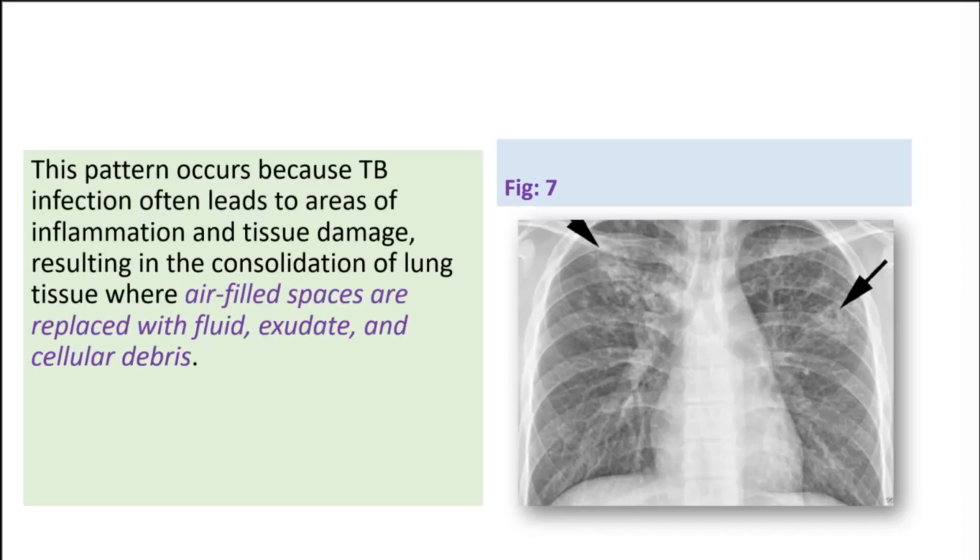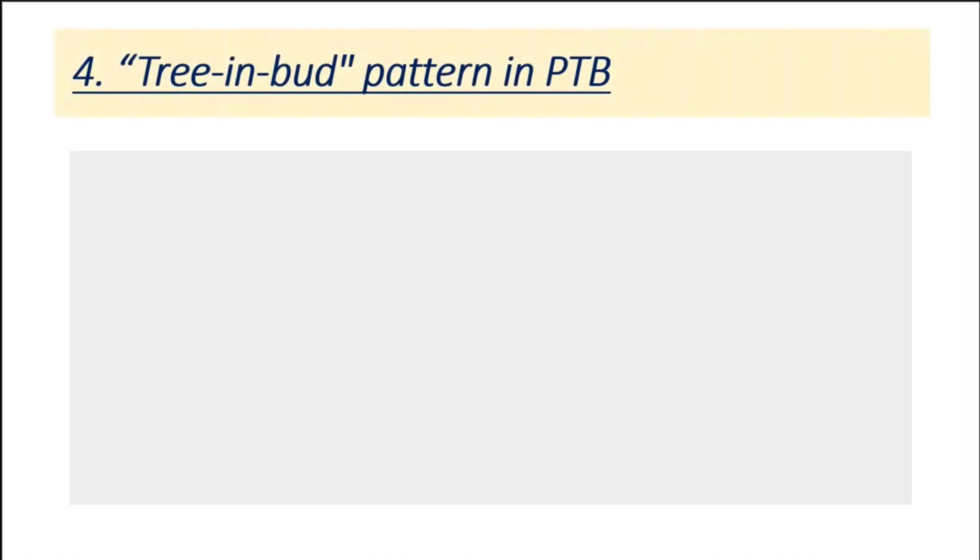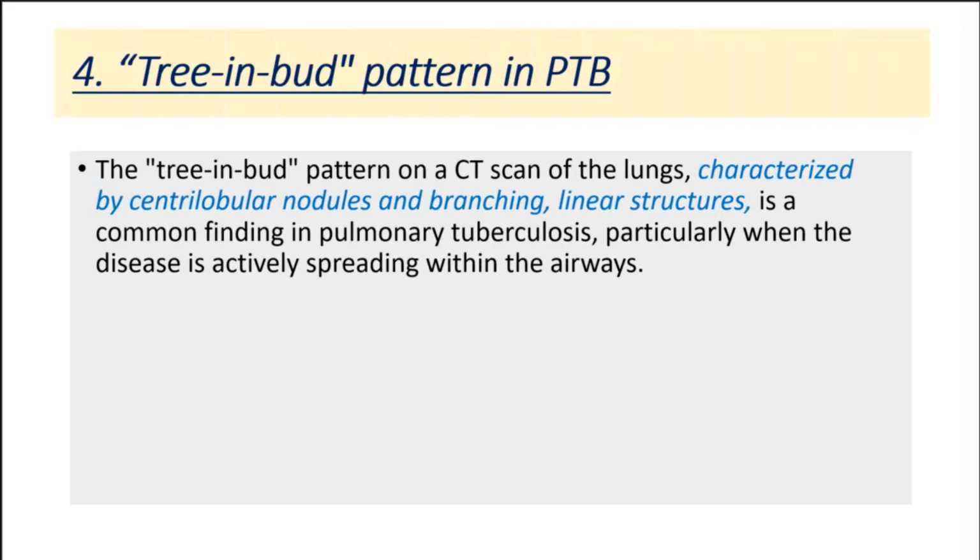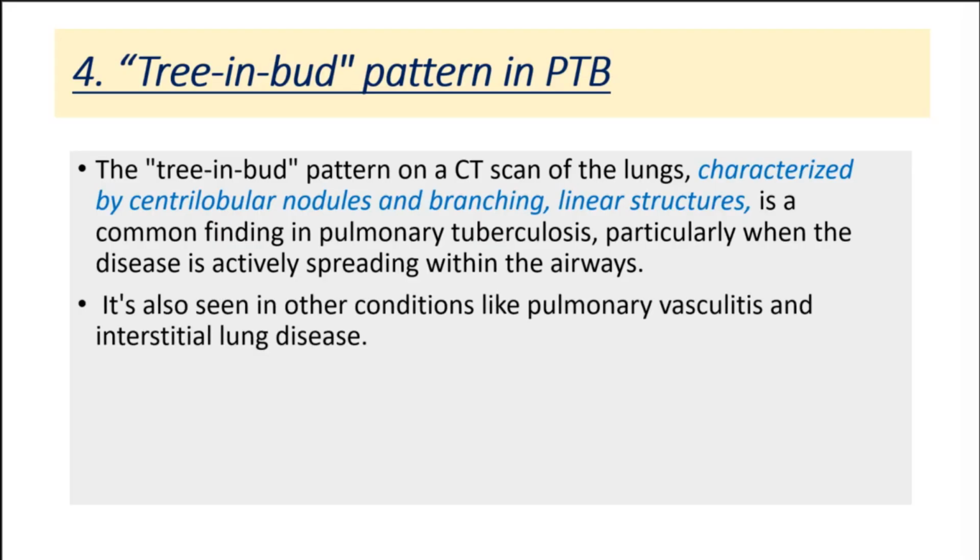This pattern occurs because TB infection often leads to areas of inflammation and tissue damage, resulting in the consolidation of lung tissue where air-filled spaces are replaced with fluid, exudate, and cellular debris. 4. Tree in bud pattern in PTB. The tree in bud pattern on a CT scan of the lungs, characterized by centrilobular nodules and branching, linear structures, is a common finding in pulmonary tuberculosis, particularly when the disease is actively spreading within the airways. It's also seen in other conditions like pulmonary vasculitis and interstitial lung disease.